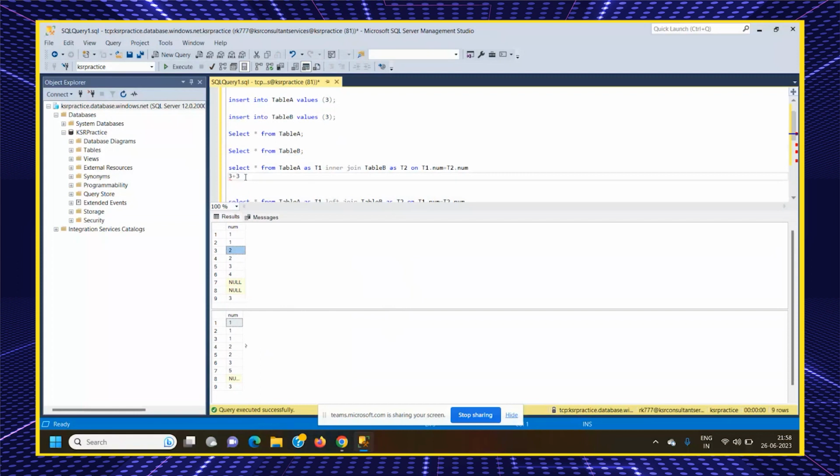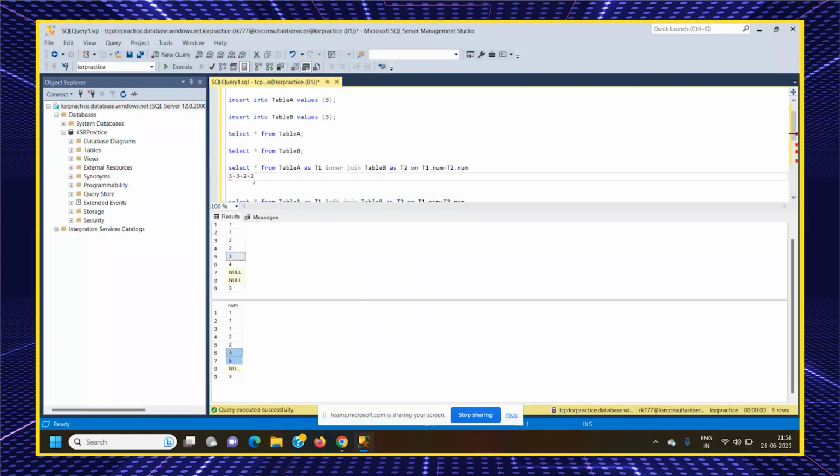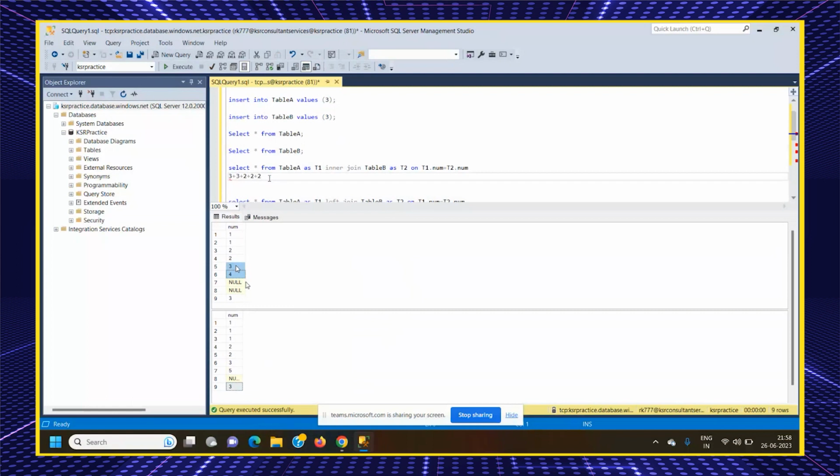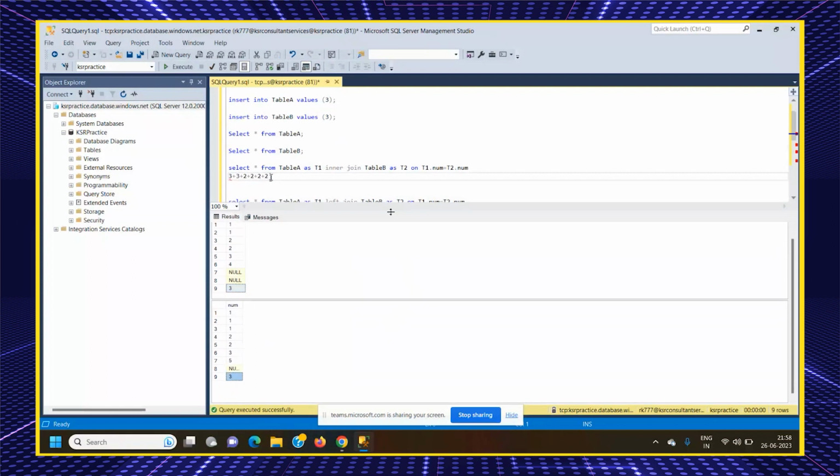Again, for 2, we have 2 matching records, so 2. Again, for 2, we have 2 matching records. Again, 2. For 3 and 3, there are 2 threes here. Now I have added an additional 3, so it got added at the end, and I have also added another 3. So for this 3, we have 2 matching records, this and this, so it would be 2 again. And for 4, we don't have any matching. For 3, again, we have a match, so it would be 2. For this 3, we have this and this matching again, so it would be 2.